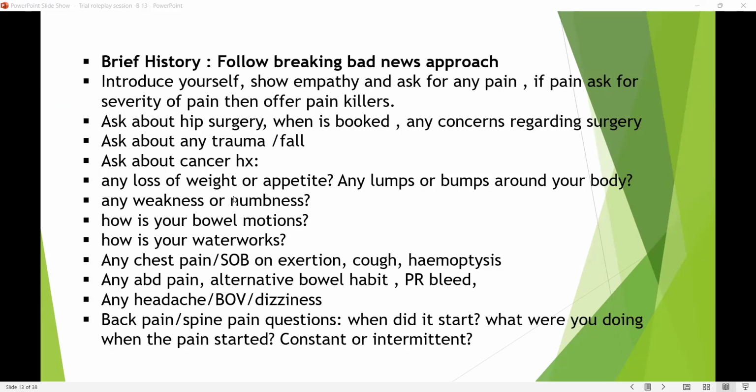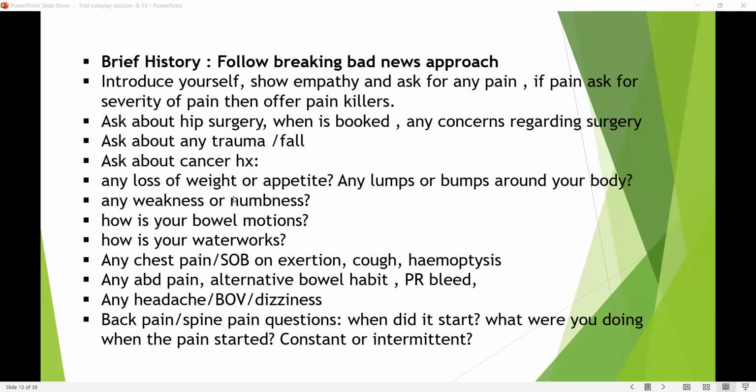So basically, it's one type of breaking bad news case. You are suspecting it's cancer. The patient doesn't know anything, and just out of nowhere, you are going to tell them you found a pathological fracture and you are suspecting cancer. So you need to follow that breaking bad news approach, like the SPIKES approach, okay?